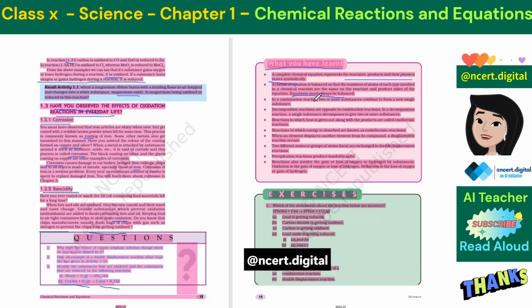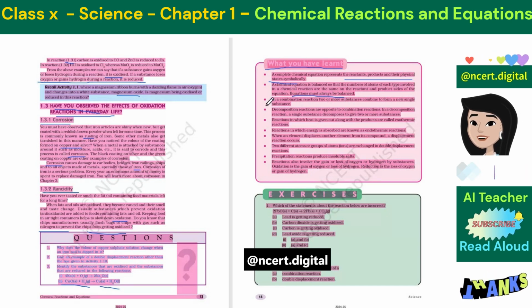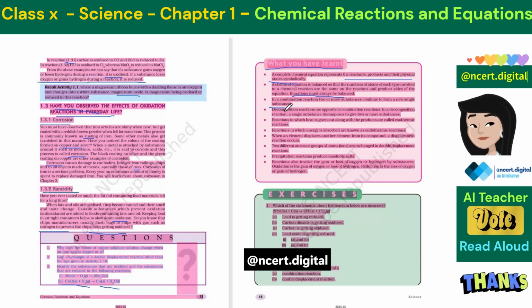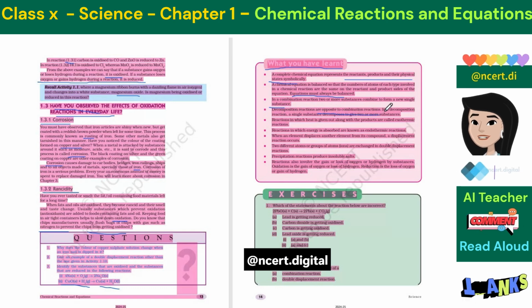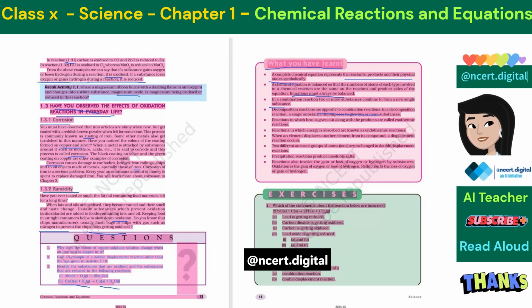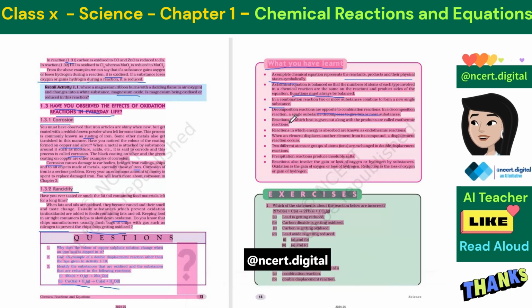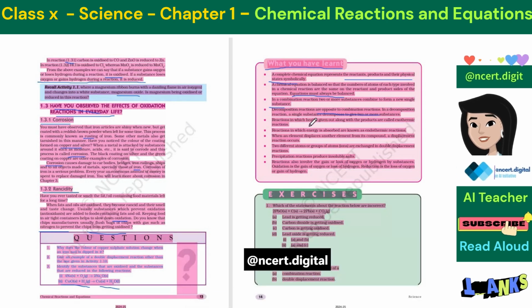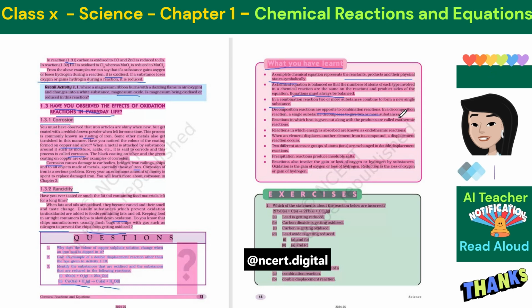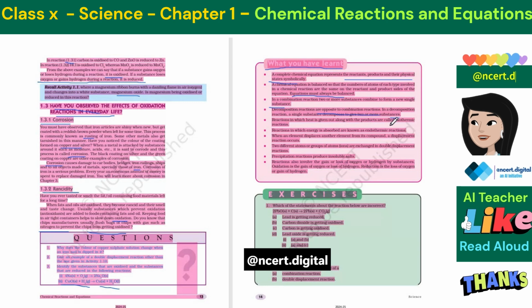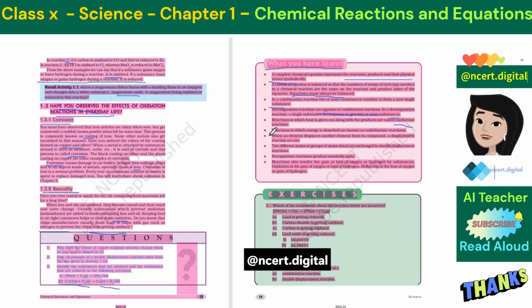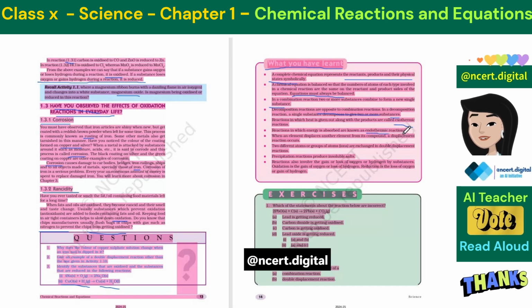In a combination reaction, two or more substances combine to form a new single substance. Decomposition reactions are opposite to combination reactions. A single substance decomposes to give two or more substances. Reactions in which heat is given out along with the products are called exothermic reactions. Reactions in which energy is absorbed are known as endothermic reactions.